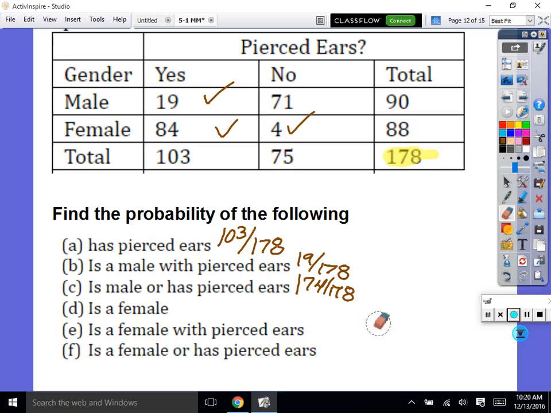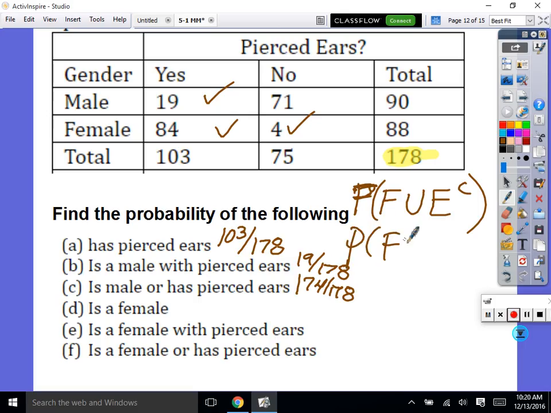Okay, let's do this. Probability that it's a female united with ears pierced complement. I look at ears pierced complement, which would be not ears pierced, correct? So just rewrite the problem. This is the probability that a female is united with no ears pierced. That's the same thing. Does everybody see how to rewrite it? Anyways, female united with no ears pierced.